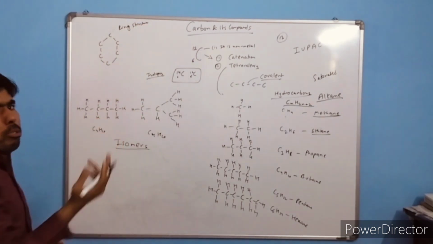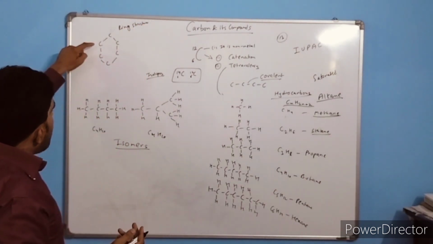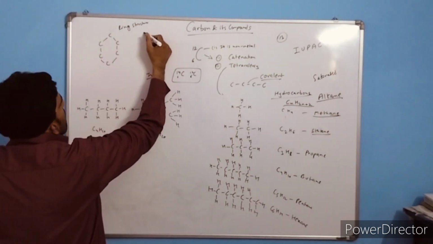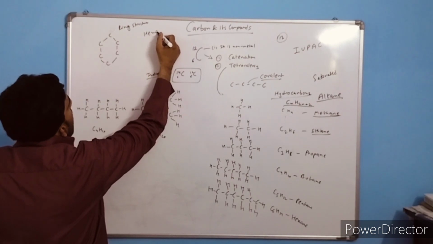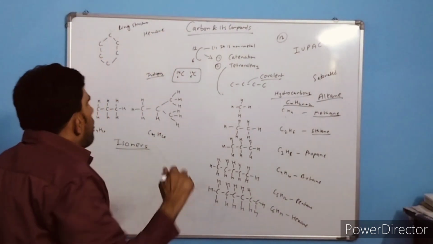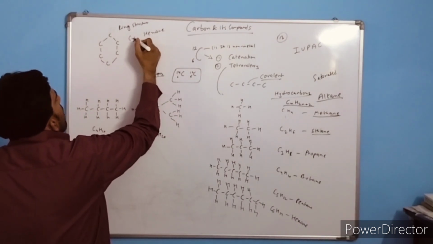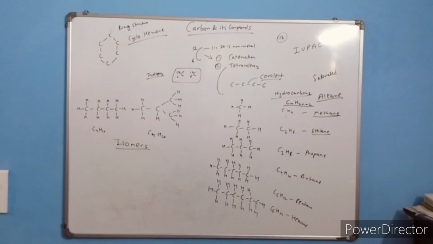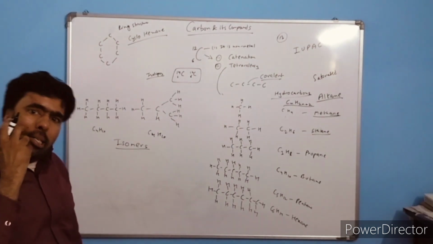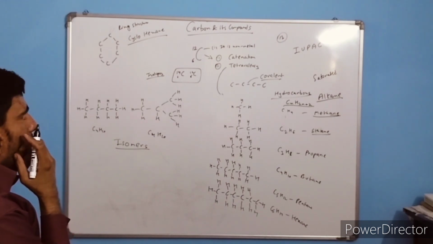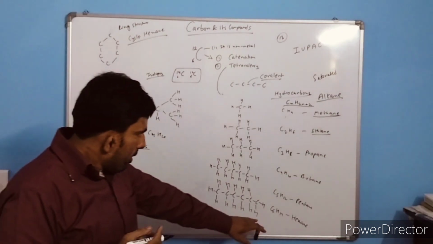Now its name will also change. How many carbons? 1, 2, 3, 4, 5, 6. Hex. Single bond. But this is a ring structure. So we will say it is cyclohexane. Now, its formula will be, hexane formula is C6H14.